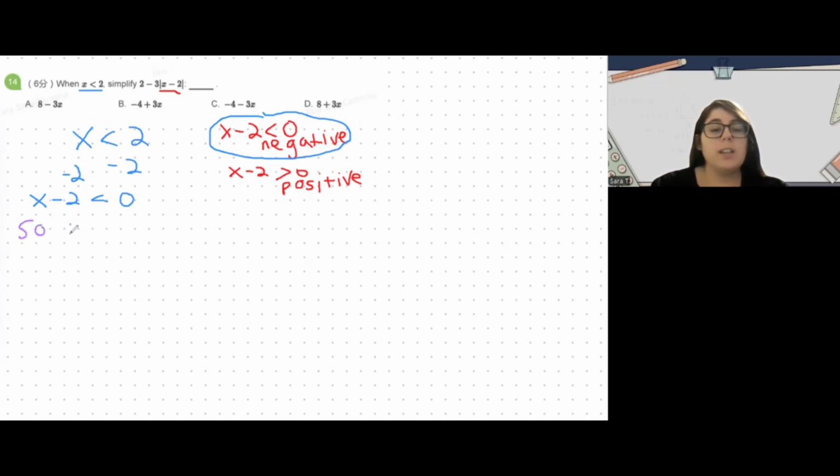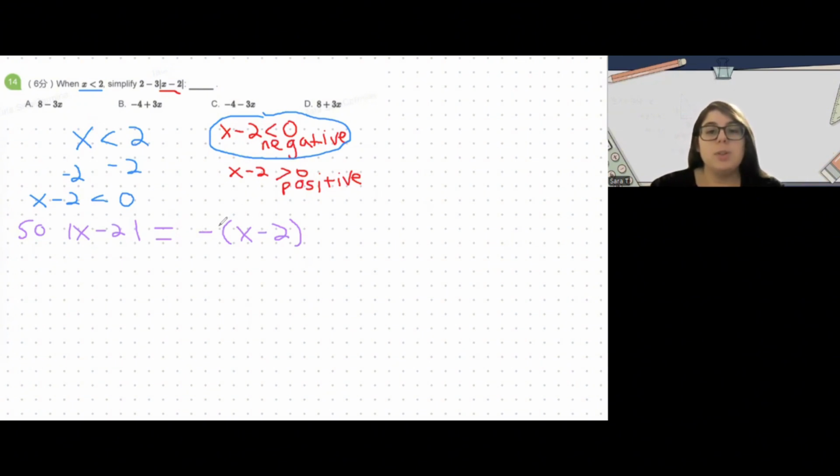So now, because we know that it's negative, we know that when we take the absolute value of a negative number, the answer is its opposite. So we have to find the opposite of what's inside the absolute value, or the opposite of x minus 2. So how do you find the opposite of a number or an expression? You just multiply by -1. So I'm just going to write -1 and then in parentheses x minus 2. You don't want to forget those parentheses because you have to make sure that you're negating the whole thing, right?